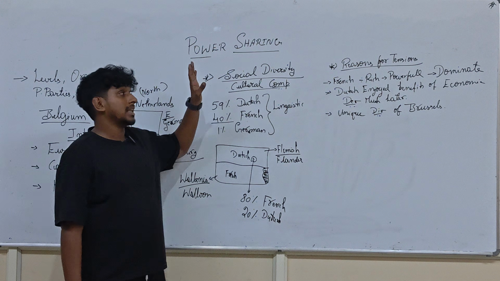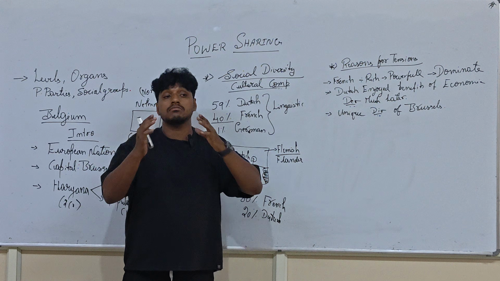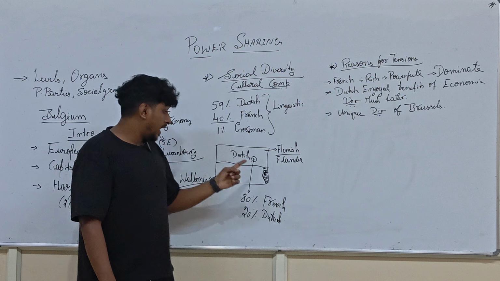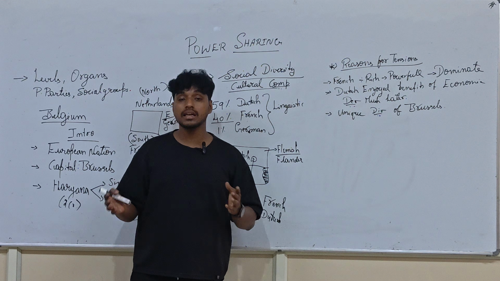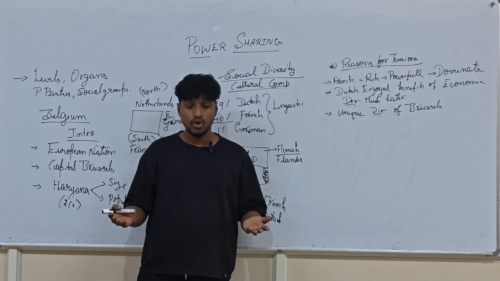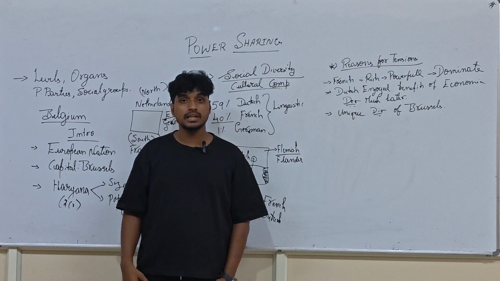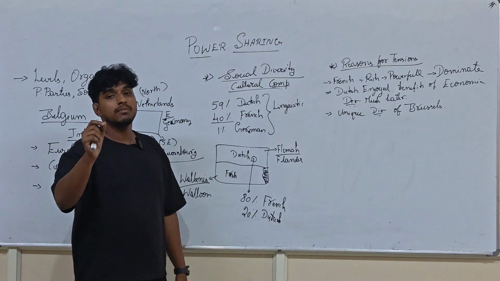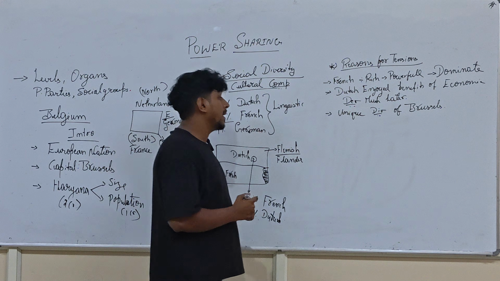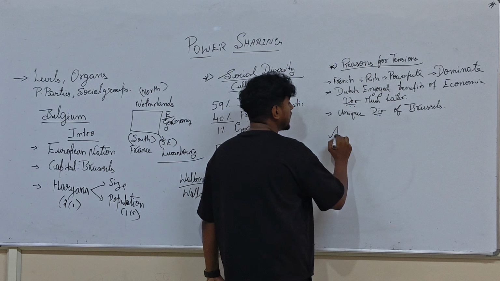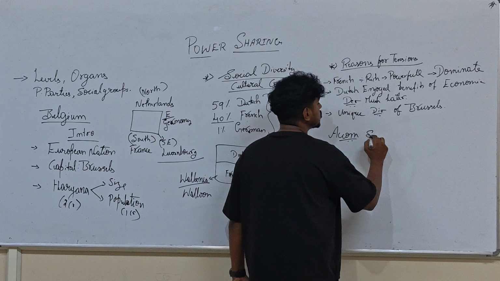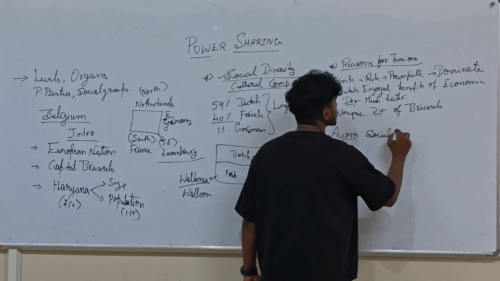So now there were tensions between the Dutch and French speaking communities. The conflict was about to arise and the country was about to get disintegrated. The country called Belgium was on the verge of disintegration. But there was one beautiful thing done by the Belgium government. What did the Belgium government do? Belgium government accommodated social diversity.